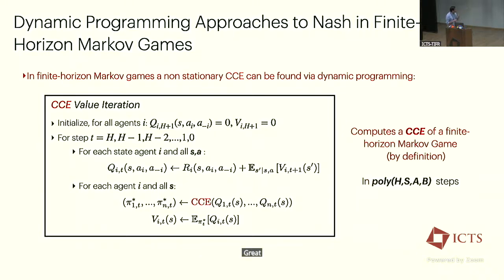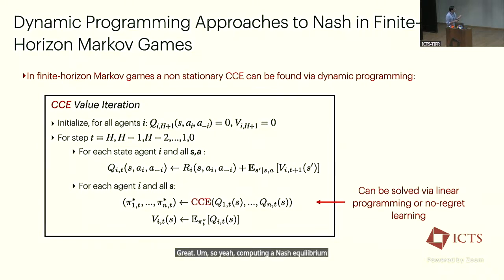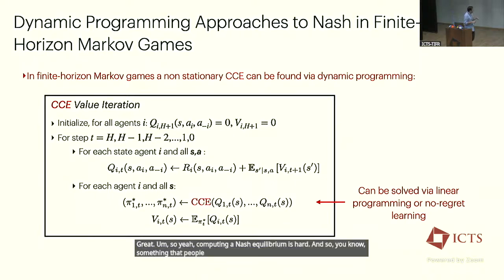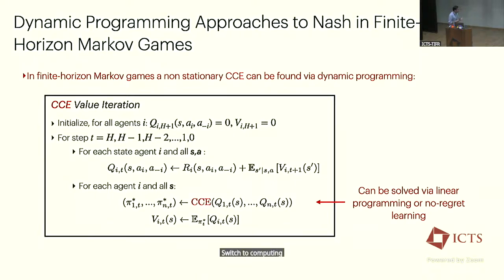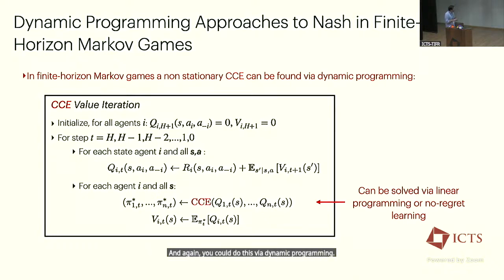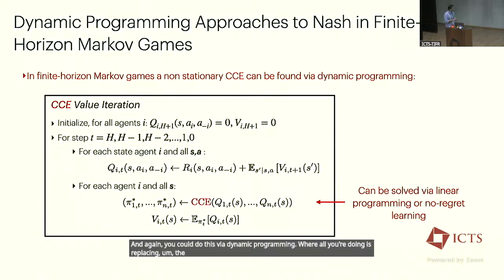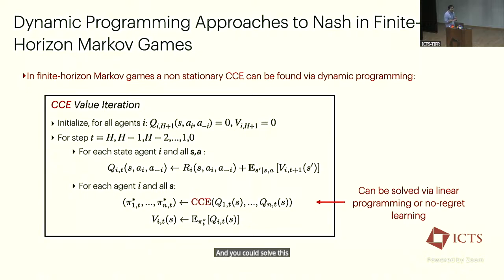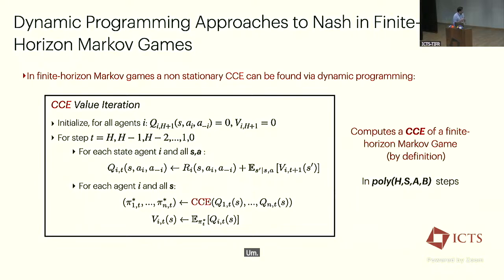Great. So computing a Nash equilibrium is hard. And so something that people often do is switch to computing a coarse correlated equilibrium, or a non-stationary Markov coarse correlated equilibrium. Again, you can do this via dynamic programming, where all you're doing is replacing the Nash with a CCE here. And you can solve this using, again, linear programming or just no-regret learning in general, right? So the nice thing now is that we can compute a CCE of a finite horizon Markov game in a polynomial number of steps in all of the relevant problem parameters.